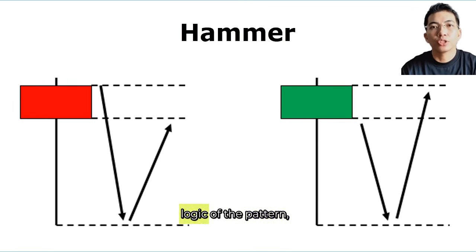If you got the logic of the pattern, you understand that the important thing is that the buyers recovered from a very bad start of the session. So no, the color of the real body doesn't matter when it comes to the hammer. There can be a psychological belief that a green body is better than a red body, but in my experience the market makes no differentiation between red and green real bodies of this pattern.